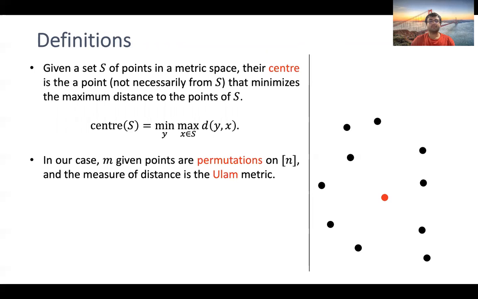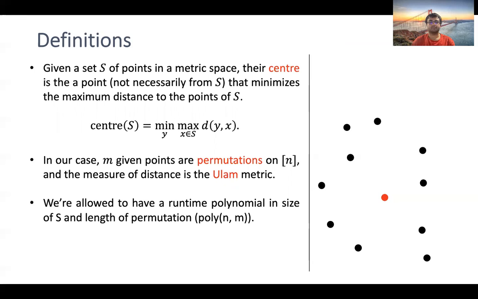In our particular case, the m given points were the preference orders of each of the voters, and the measure of the distance was the Ulam metric, which essentially consisted of the minimum number of moves to convert a permutation to the final election results. But what is the allowed runtime for this problem? We're allowed to be polynomial in n, which is the size of the permutation, and we're also allowed to be polynomial in the number of points, which is m. So if I represent the size of S by m, we are allowed to be polynomial in n and m.